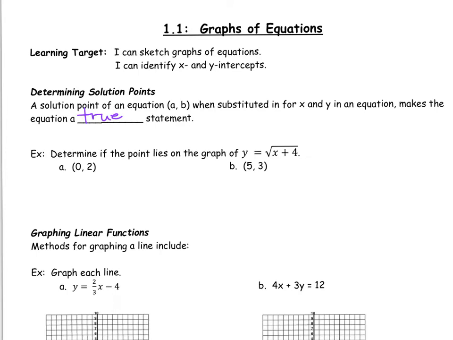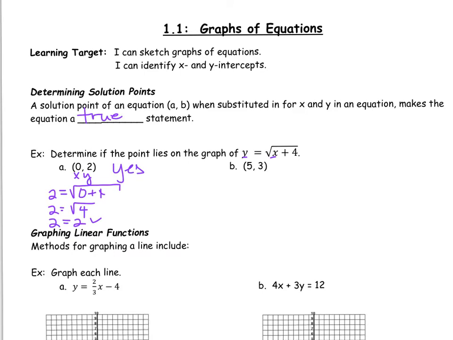The example down below, determine if the point lies on the graph of y equals the square root of x plus 4. If we're given an ordered pair, you're simply going to substitute your values in for x and y. Notice it's y equals, therefore I'm going to write 2 equals, and then our big square root symbol. X, we have 0 plus 4. We just need to decide if this is a true or false statement. Well, 0 plus 4 is 4. The square root of 4 is 2. That is a true statement. Therefore, yes, 0, 2 does lie on that line.